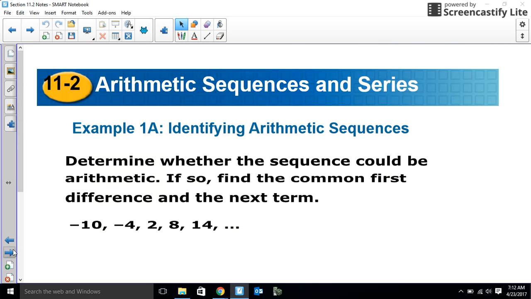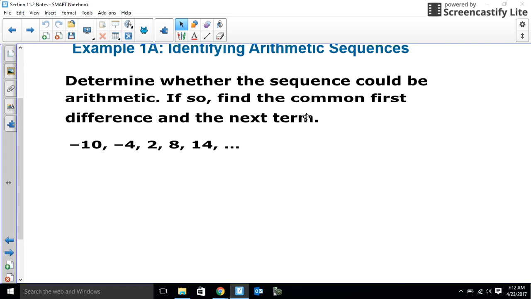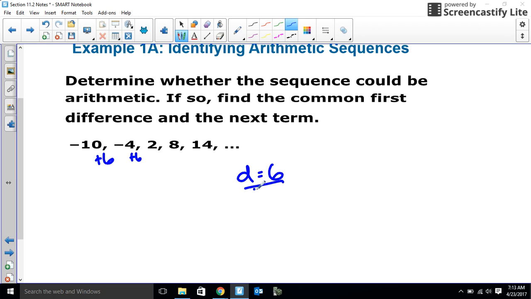So I want to look at an example here. If you look at this sequence, the directions say determine whether it could be arithmetic. What it means to be arithmetic is simply that you are either adding or subtracting a value to get the next term. So if you notice, this goes from -10 to -4. Well, if you add 6 to -10, that gives you -4. If you add -4 plus 6, that gives you 2. 2 plus 6 is 8. 8 plus 6 is 14, and so on. So that common difference, the D value, would be 6.